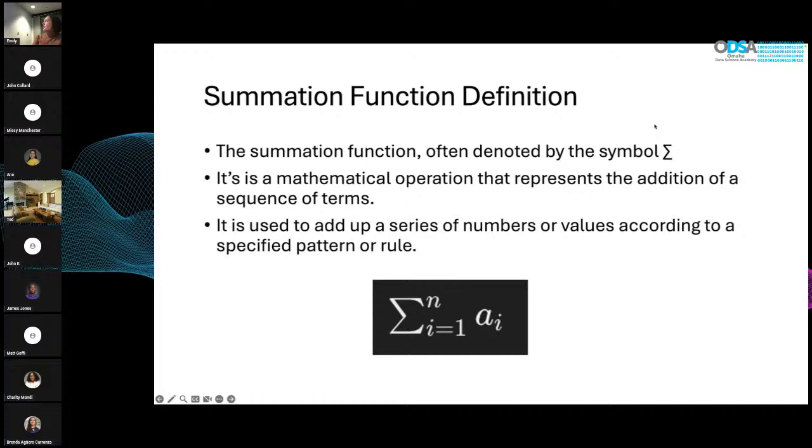So let's look at a definition for this. The summation function is often denoted with this symbol here. It's an operation that represents the addition of a sequence of terms. It's used to add up a series of numbers or values according to some pattern or rule, where A is the pattern or rule. This might be another way that you'll see it. Again, i equals our starting index, then our ending index, and then A at i means A at 1, A at 2, A at 3, whatever value i takes on at that point in time.